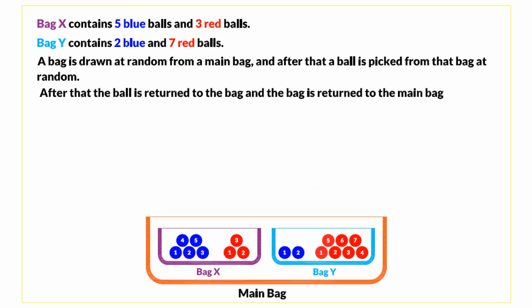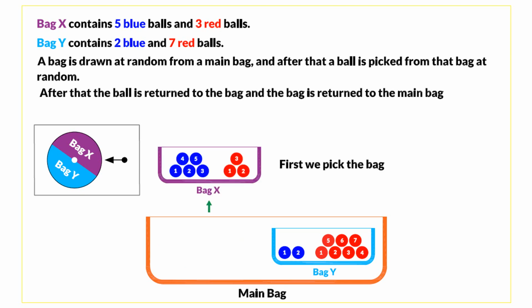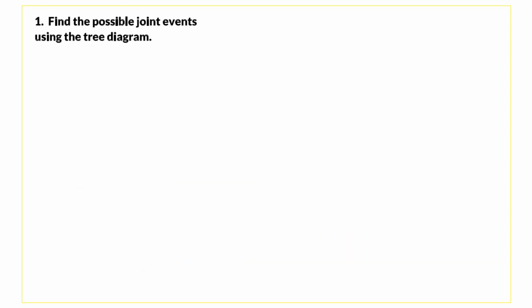Again, we may use the spinner to pick the bag. So we spin the disc, and if the arrow is pointing at bag X, then we pick bag X. And after that we pick a ball from this bag at random, and we return the ball to the bag, and we return the bag to the main bag.